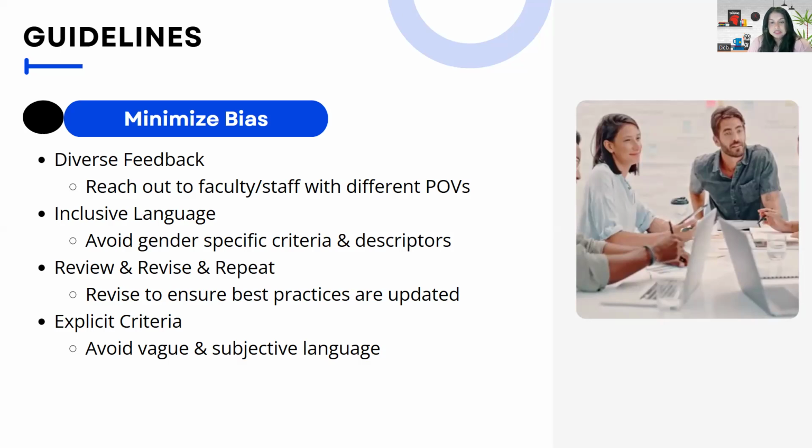Review, revise, and repeat. Continuously teaching and learning. I think this is best practice to ensure that the rubrics are always updated so that they actually match the curriculum, and to continuously follow through in the revision of your particular course. And then, of course, we want to ensure that vague or subjective language is not used in the rubric, because that can be quite confusing for the students.